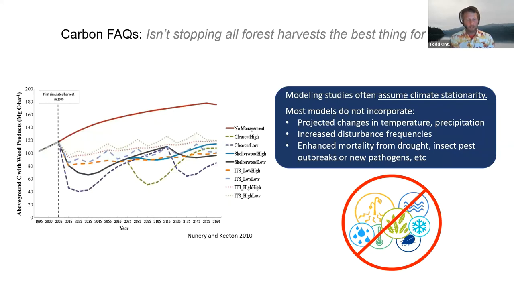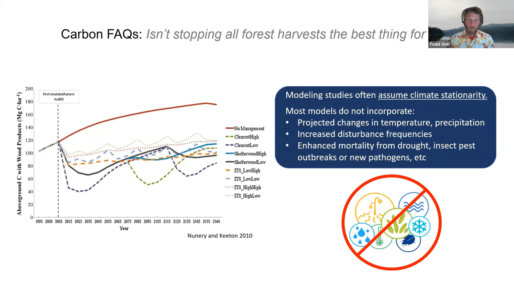The second thing to keep in mind is thinking about carbon on a particular forest or on a stand scale. When you don't cut trees, you have more carbon, right? People oftentimes look at results from modeling studies like this well-known one from Nunnery and Keeton that came out about 10 years ago, where they looked at different forest management scenarios compared to a no management scenario. And you can clearly see that the no management scenario has much more carbon in it. So this obviously shows that no management, stopping harvesting, is the best thing to do. Well, there's a whole lot of assumptions and caveats that go into an analysis like this.